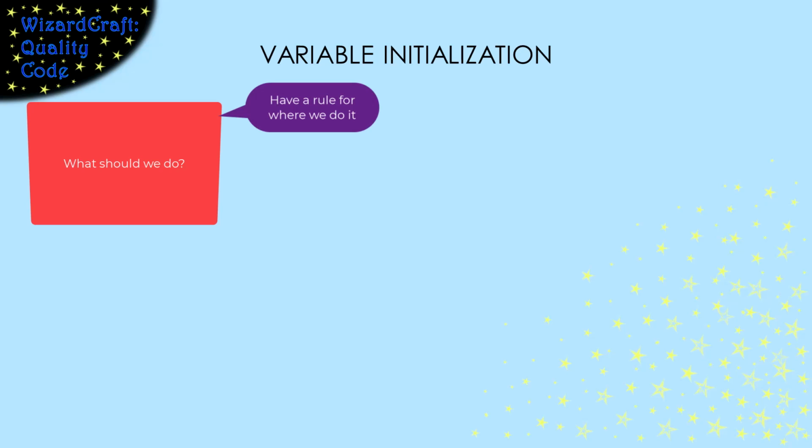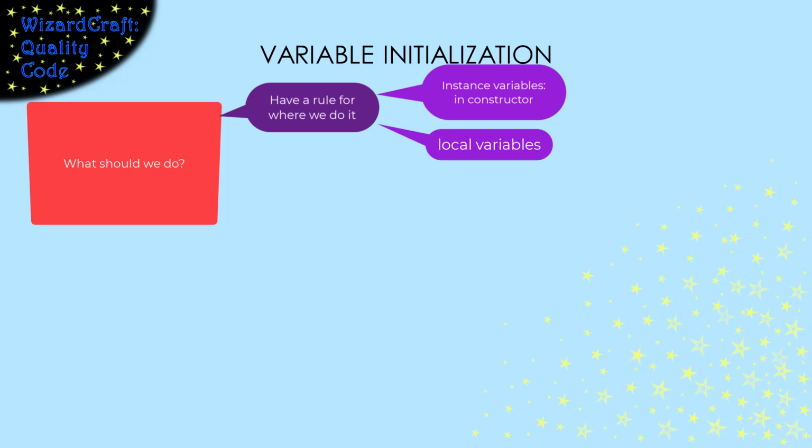Well, the first is, let's have a rule about where initialization is supposed to happen. In object-oriented languages, we should make sure that all class members get initialized in the constructor. That's pretty obvious. But for local variables, things aren't quite as simple. Some people say you should always initialize a declaration. That way we're certain that it gets a value.